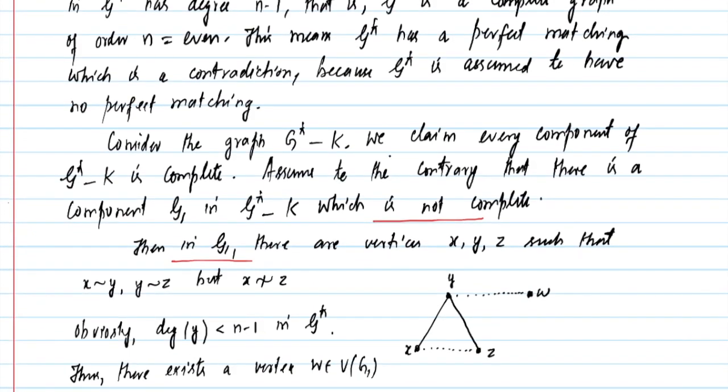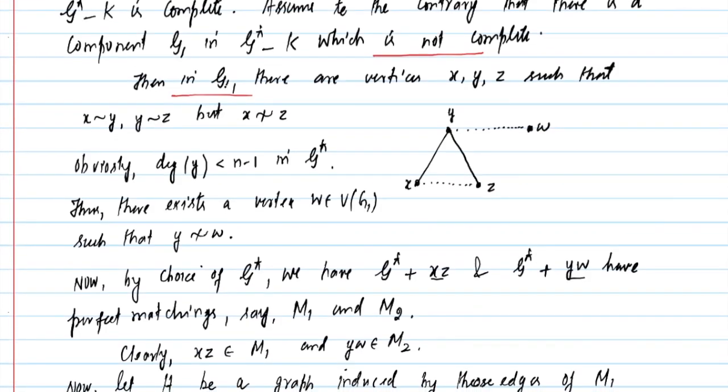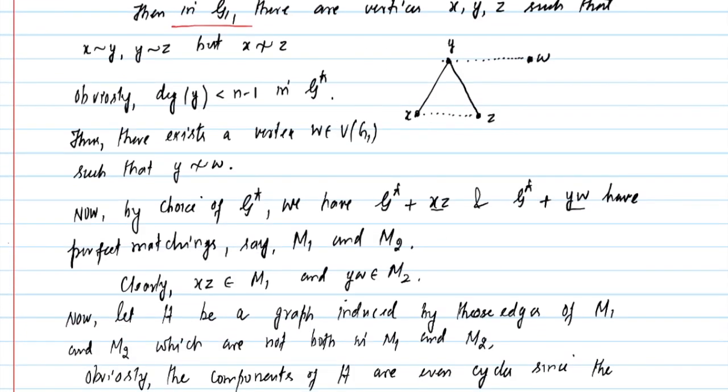So then we consider the graph G star minus K, and we claim that every component of G star minus K is a complete graph. For that, we assume to the contrary that there is a component G1 which is not a complete graph in G star minus K. Then it gives a contradiction in this way. We take a sequence of vertices x, y, and z such that xz is not adjacent. Then the degree of y being less than n minus 1 forces the existence of w, and yw is also not adjacent.